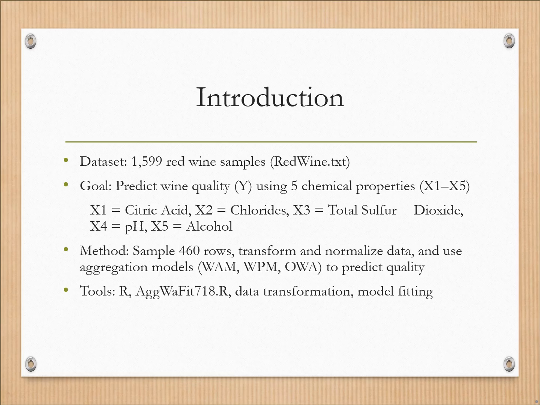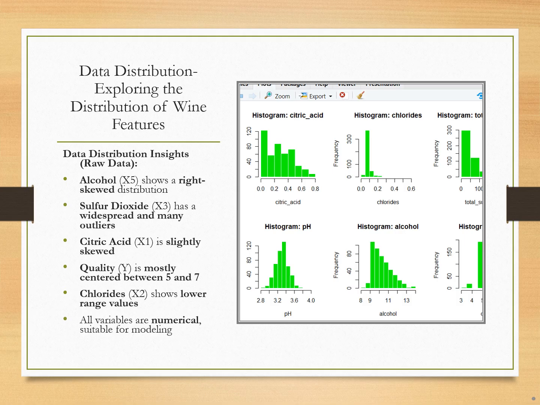Here I selected four input variables, then transformed the data, trained multiple models, and made prediction using the best performing functions. For the data distribution, I used histograms to visualize the distribution of each variables.